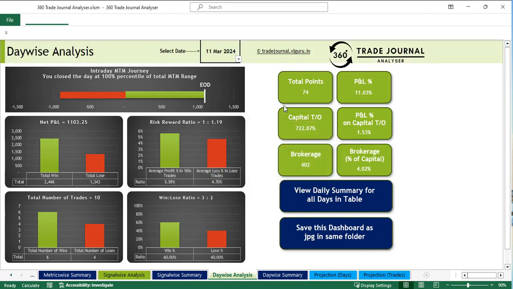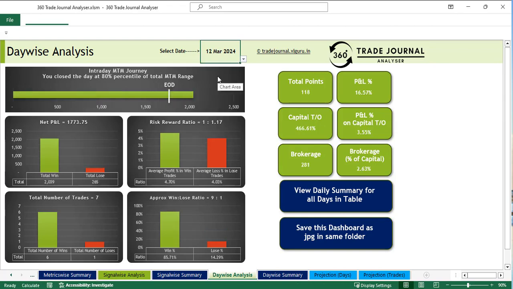So this is all about day wise analysis. The most important part is your MTM journey. You should always try to close your day at the highest point of the day. You should have some rules, because it's all about probability. Like after two wins there will always be one loss, and after one loss you will try to achieve your maximum MTM, and you might end up losing more, and it will continue. Your day will be ruined.